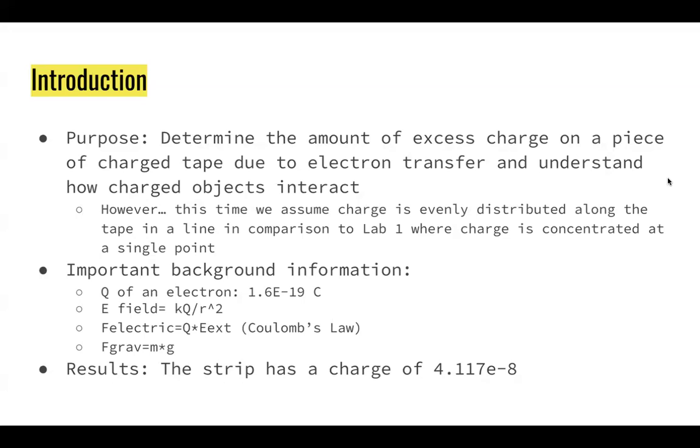Same important background information. The Q of an electron is 1.6 times 10 to the negative 19. The E field is calculated using kQ over r squared. The force of an electric field is Q times E external, which is Coulomb's law, and I'll use E field for this. And then force of gravity is mass times 9.8. And then the results are, I calculated the strip has a charge of 4.117 times 10 to the negative 8.